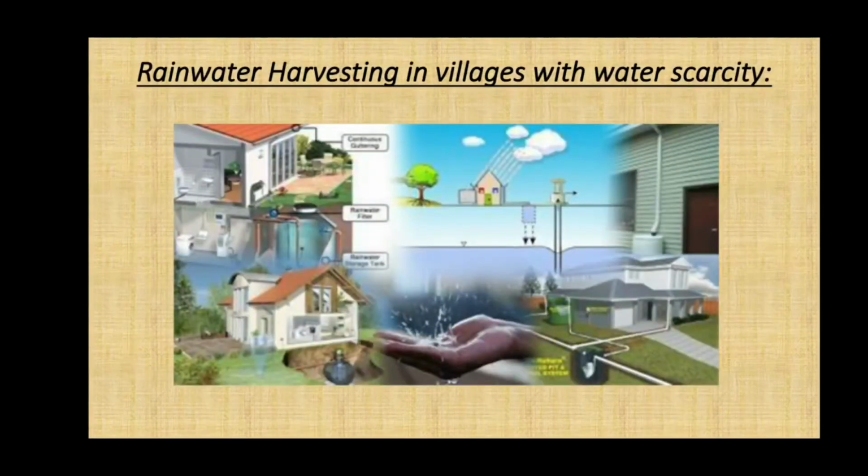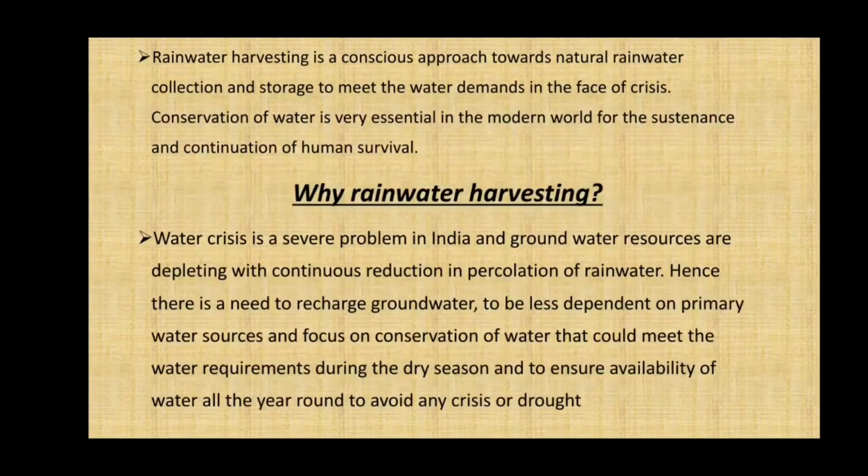Rainwater harvesting in villages with water scarcity. As you can see, this picture represents rainwater harvesting. So basically, what is rainwater harvesting? It is the process of collecting rainwater from a surface on which rain falls, filtering it and storing it for multiple uses. Rainwater harvesting puts the supply of water back to a normal level. It is the collection and storage of water from a surface that rain has fallen upon.